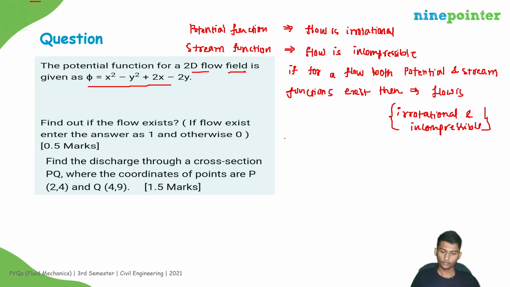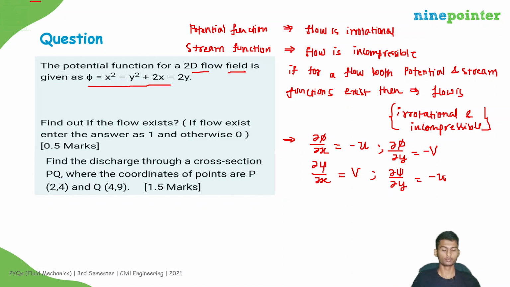We already know that for a potential function, dou phi by dou x equals minus u, where u is velocity in the x direction. Dou phi by dou y equals minus v, where v is velocity in the y direction. For a stream function, dou psi by dou x equals v, and dou psi by dou y equals minus u.